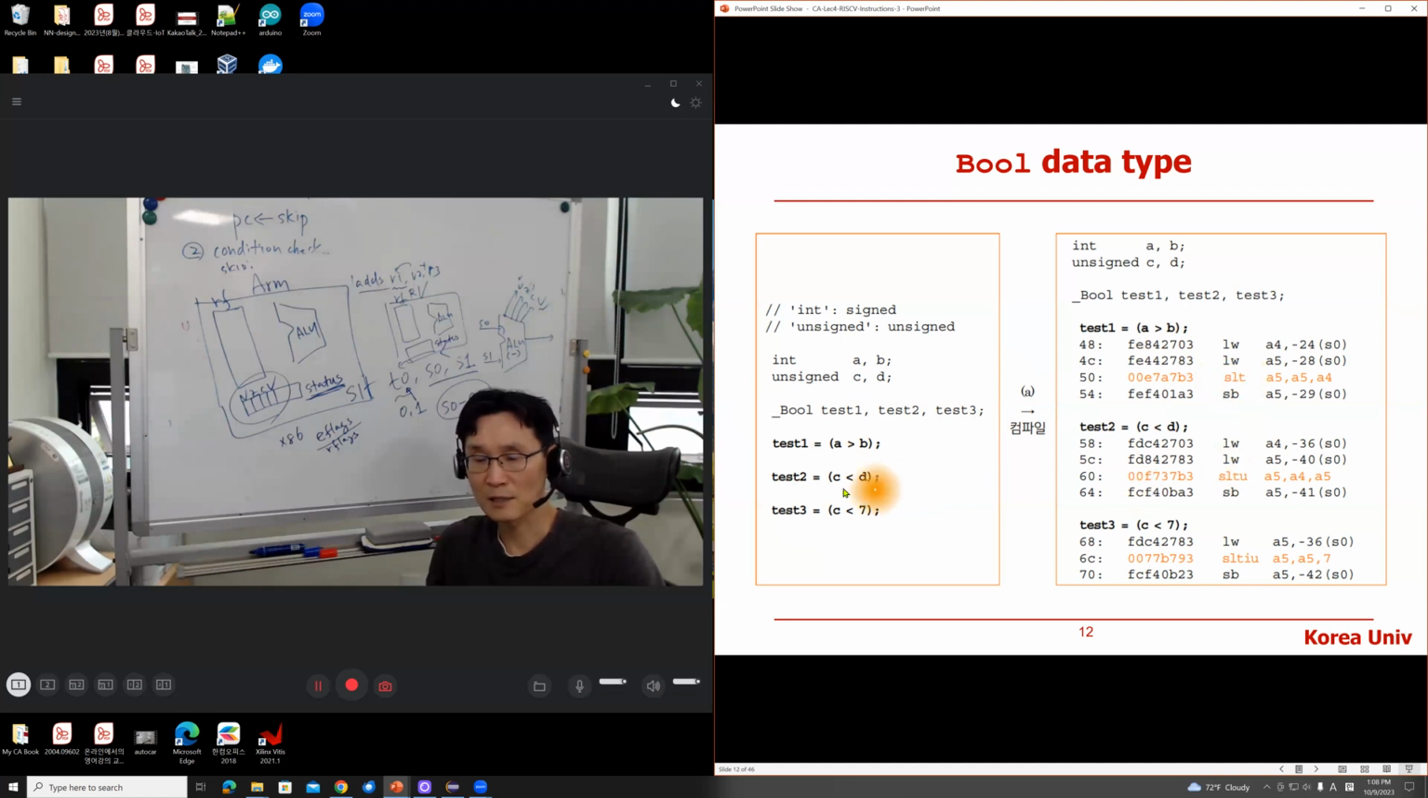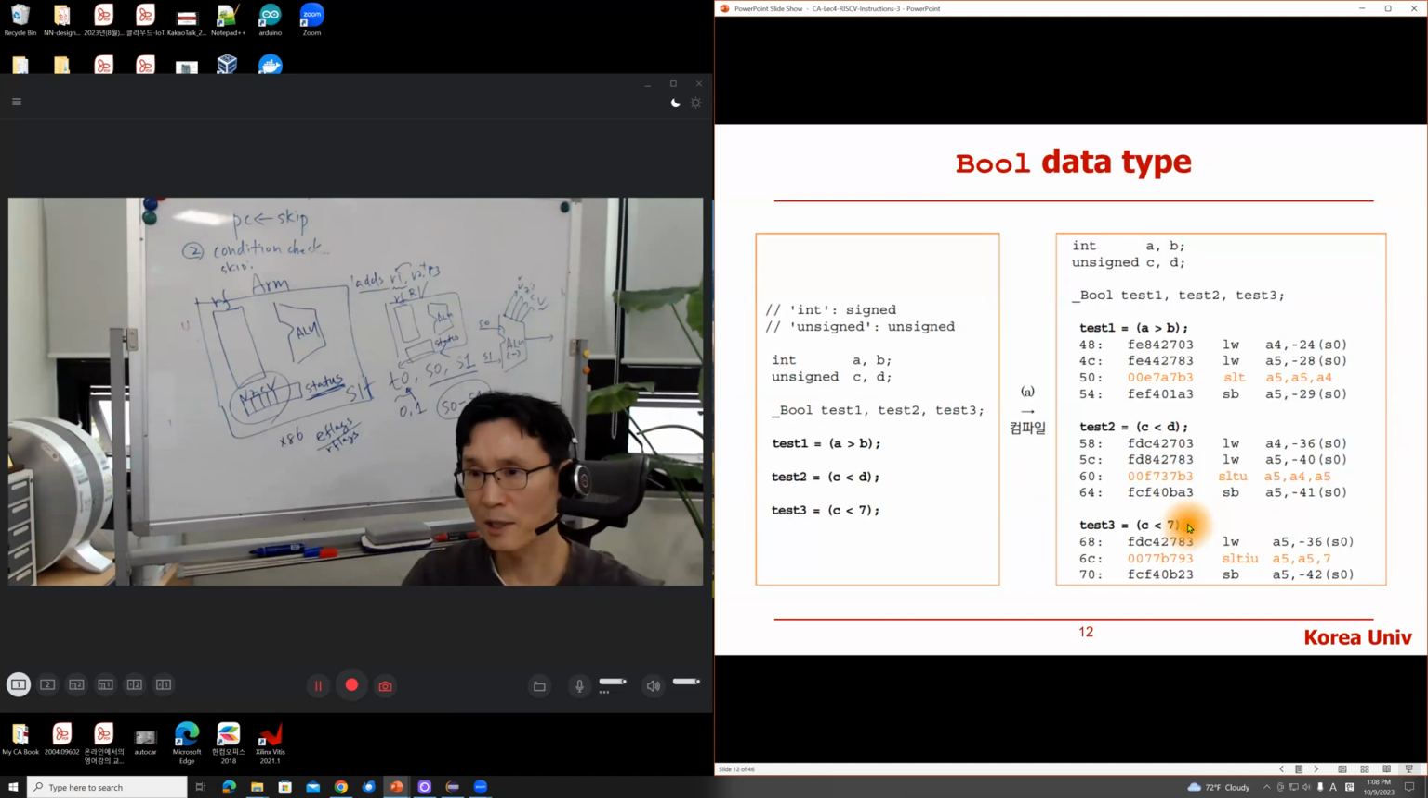In this case, it is an unsigned number comparison, C and D, so SLTU. And the second operand is a constant, so using the instruction SLTIU, with unsigned number and unsigned number, and I means immediate. Using this instruction, this statement got implemented.